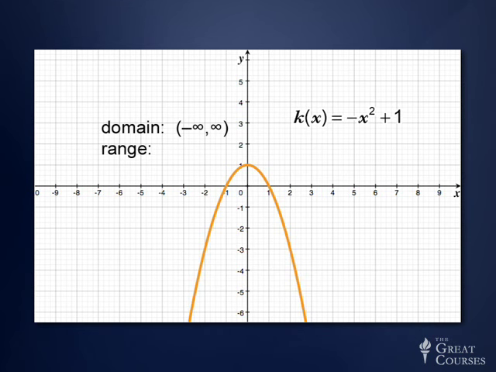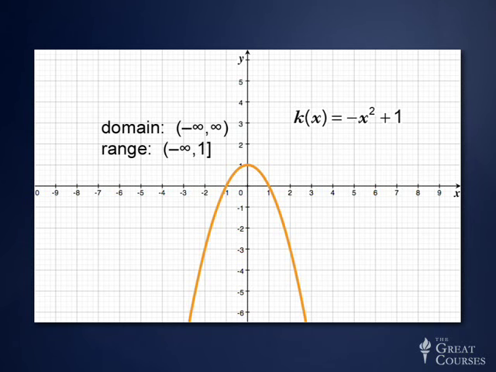So the range of this function is the interval minus infinity to plus 1, and the plus 1 has a bracket next to it to indicate to me that I can include that 1.